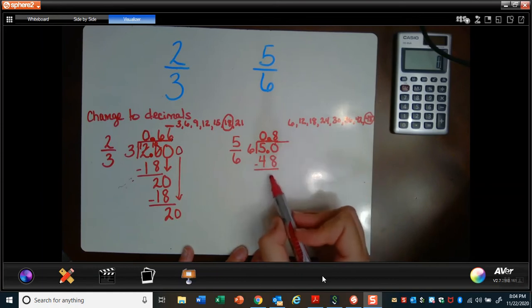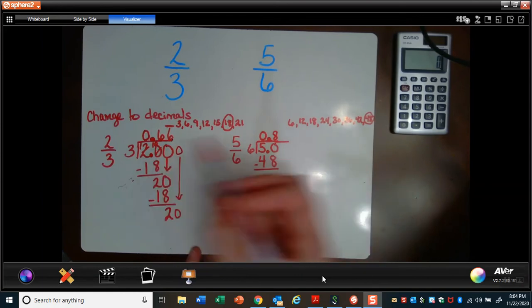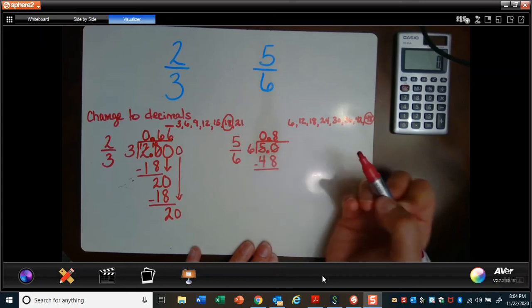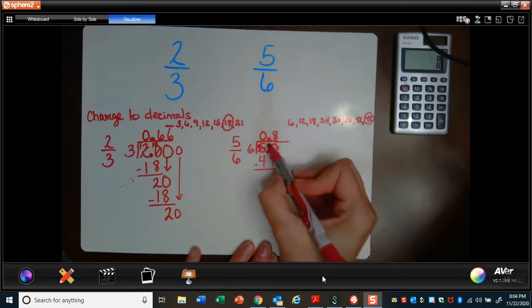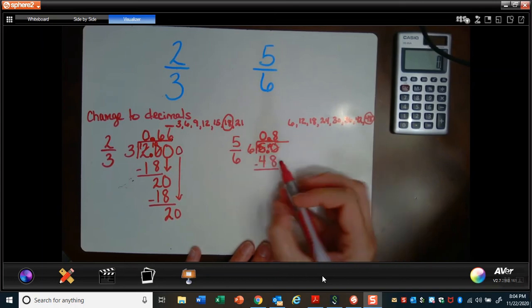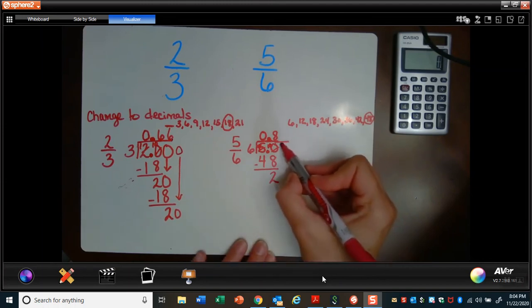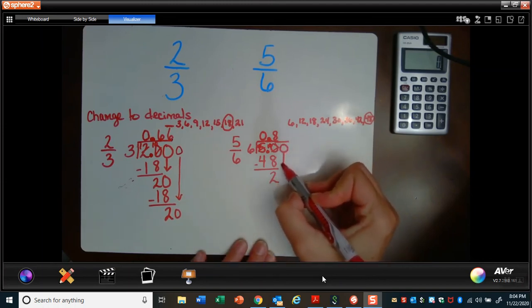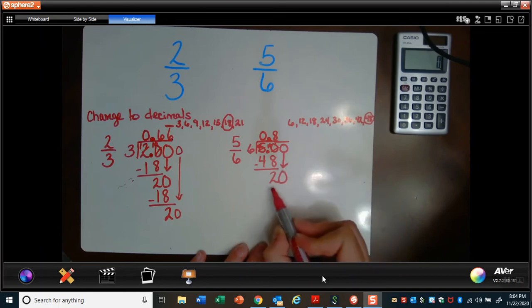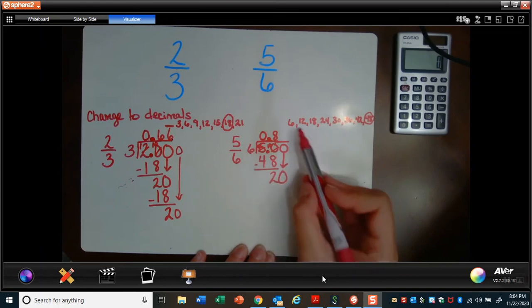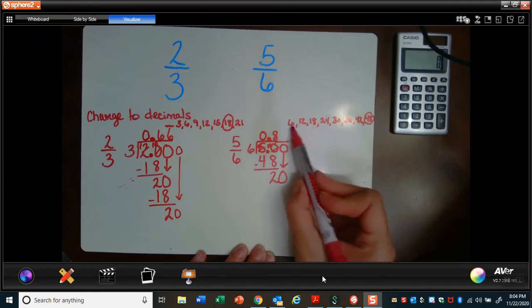So now I can subtract. Again, I can use my standard algorithm for subtraction if I need to. So I'm going to borrow 1 here and add it here. 10 take away 8 is 2. I'm not done dividing, so I'm going to put a 0 here and bring it down. Now I'm going to divide 6 into 20. So how close can I get here?